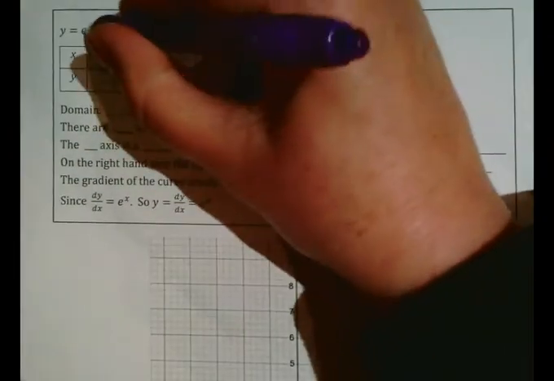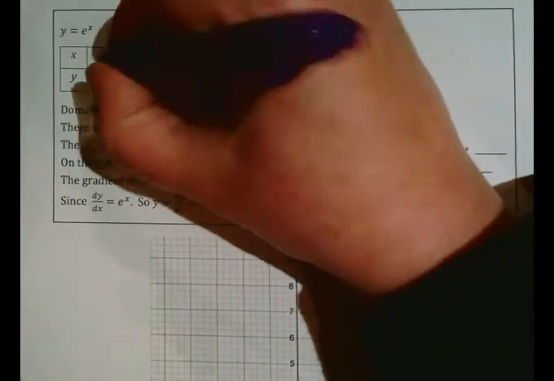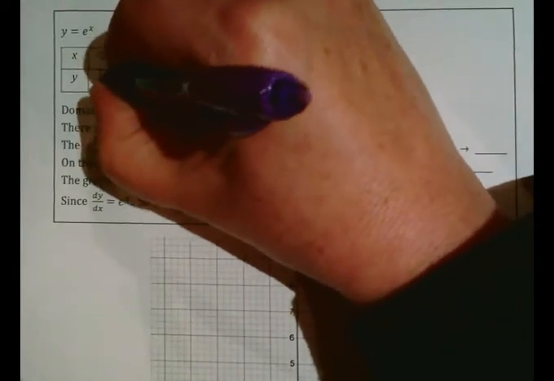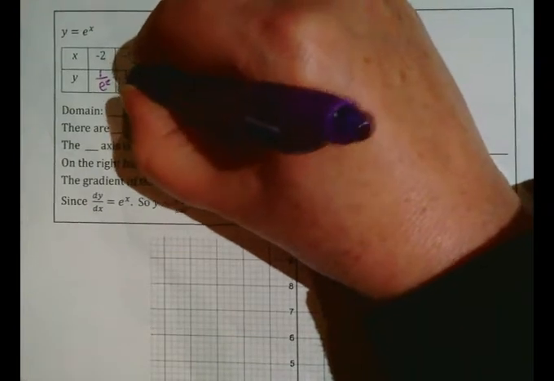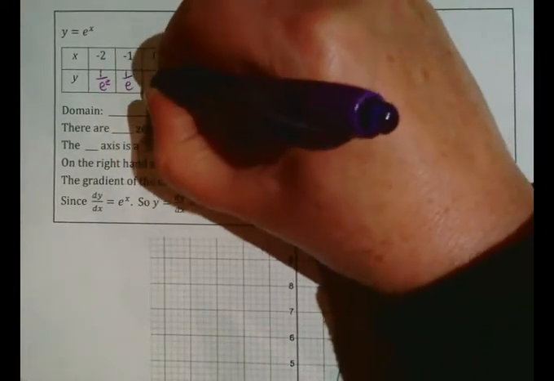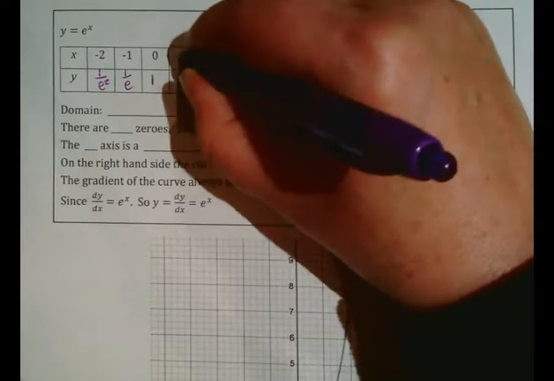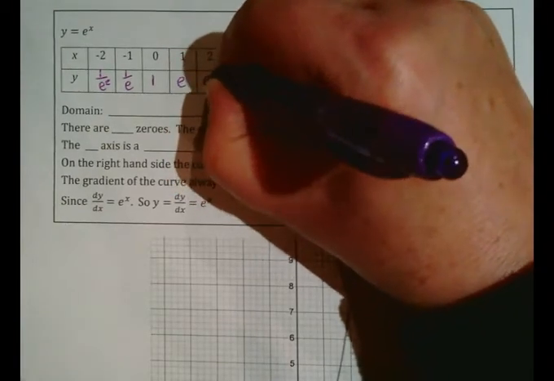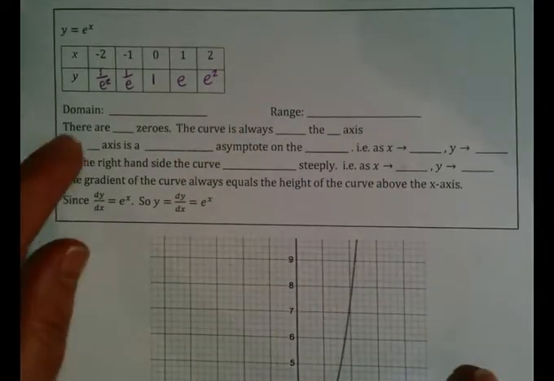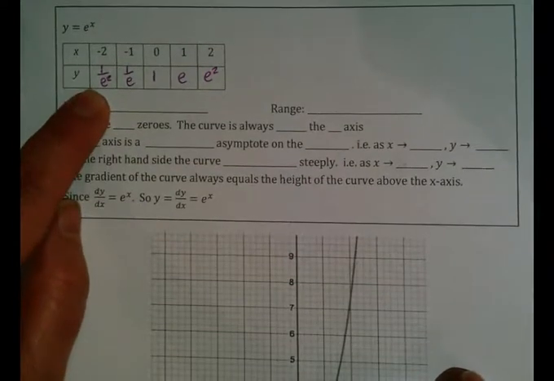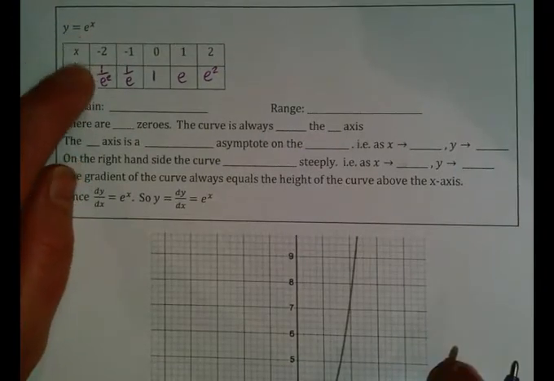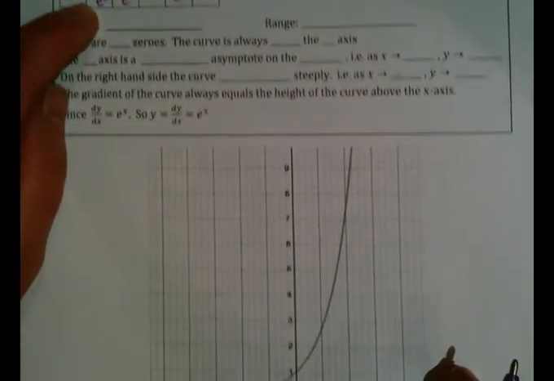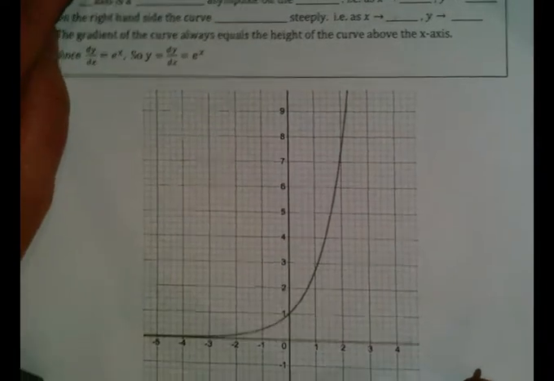So when x is -2, it's e to the -2 or 1 over e squared. When x is -1, it's e to the -1 or 1 over e. E to the power of 0 is 1. E to the power of 1 is e, and e to the power of 2 is e squared. And if we come down and sketch that, so 1 over e squared, if you just look at that on your calculator, when x is -2, y is 1 over e squared, which is approximately 0.135.